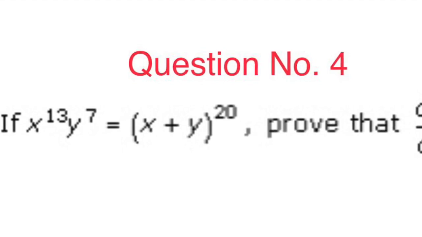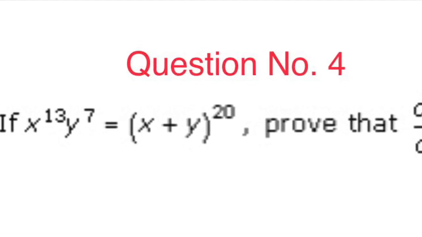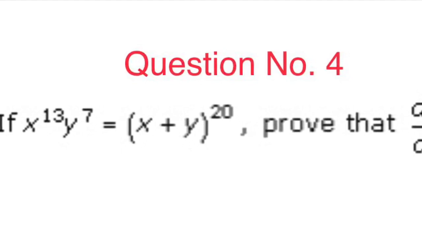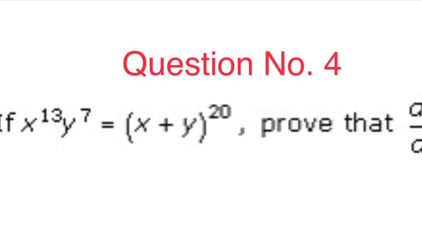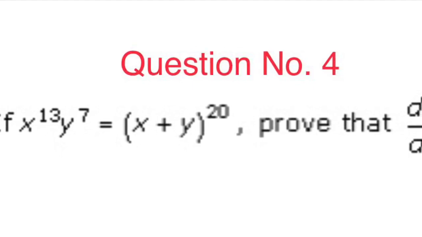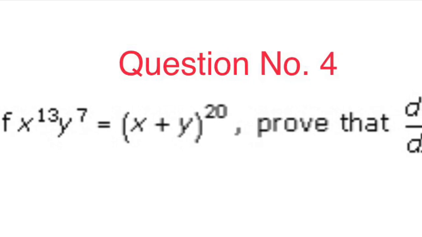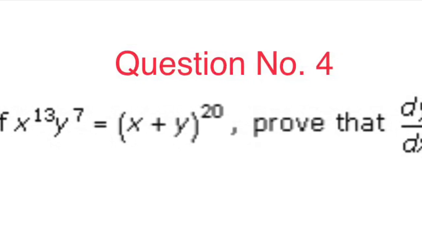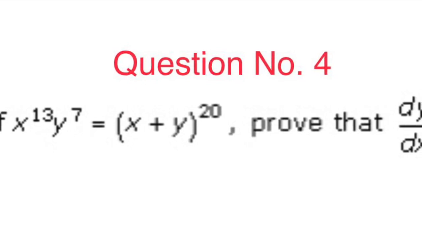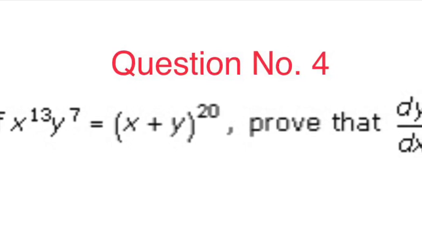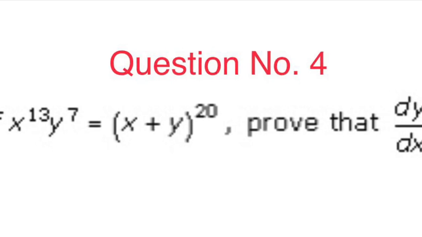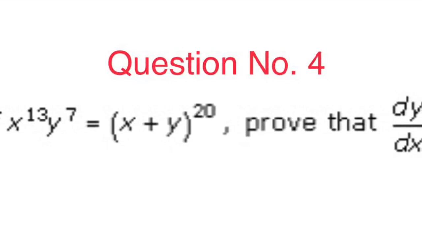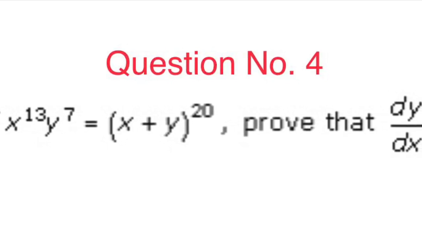Question number 4. If x raised to 13 into y raised to 7 equals to x plus y raised to 20, then prove that dy upon dx equals to y upon x. So students, this question is very important.